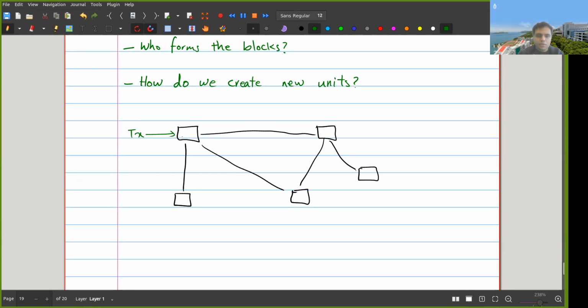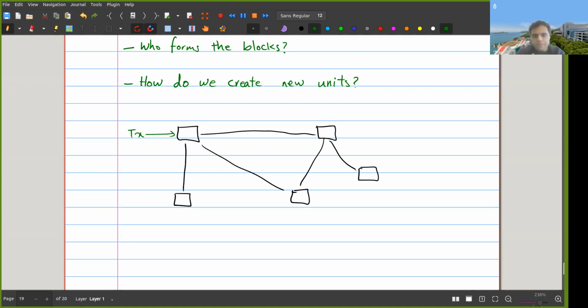So if this node receives a transaction, it would just broadcast the transaction to all 3 of its neighbors. Now this one receives the transaction, so it broadcasts it to both of its neighbors. This one might receive the transaction twice, but that's fine. Each node can just keep track of the transactions that they have heard until this point. And if a transaction is repetitive, they just add it to their list only once.